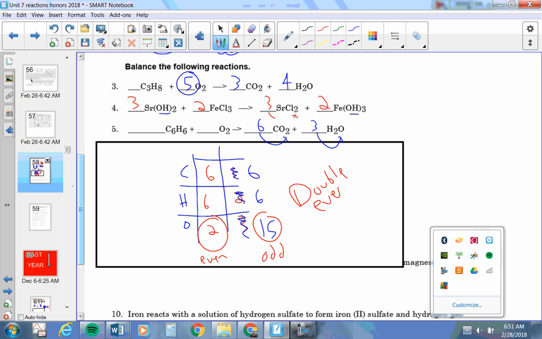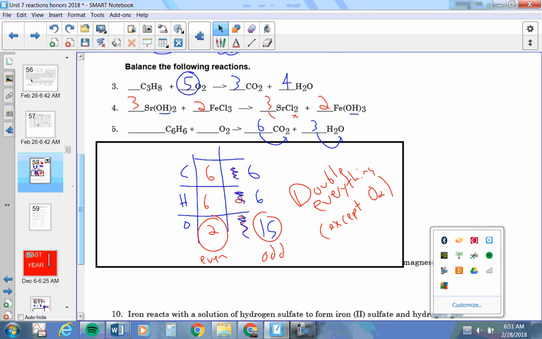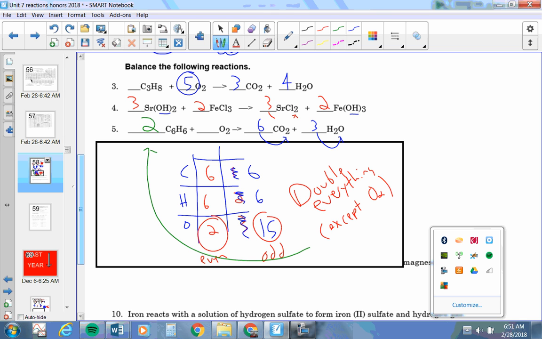When they end up one odd, one even at the oxygens, double everything except the oxygen. We're still saving that for last. We'll figure out what to write there. So I'm going to go back up over here. Apparently I'm going to need 2 of those. I'm not going to need 6 of these.